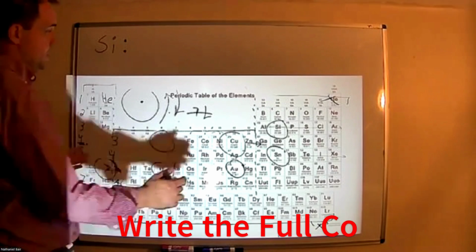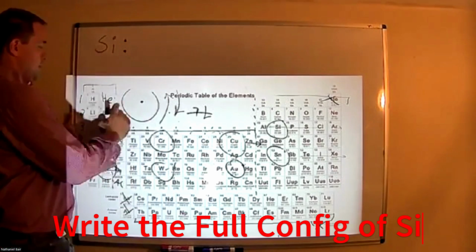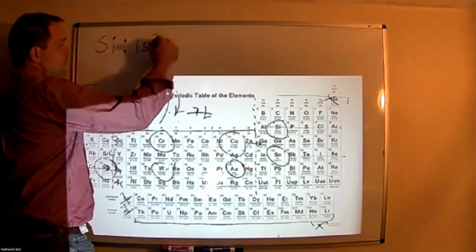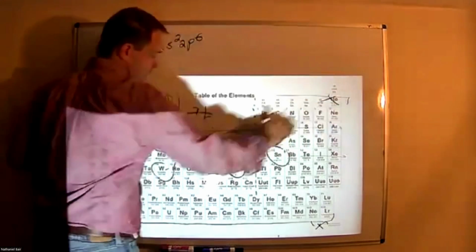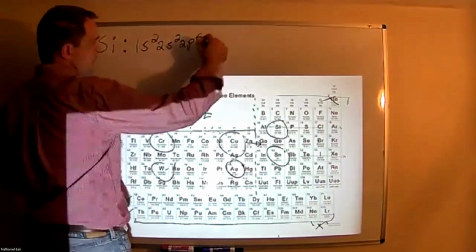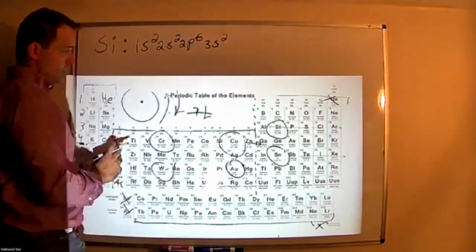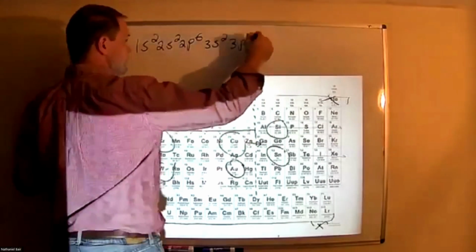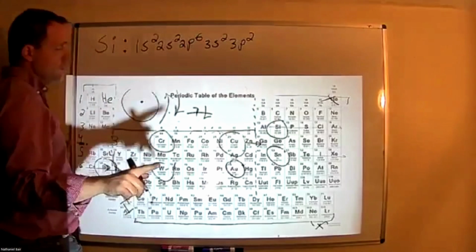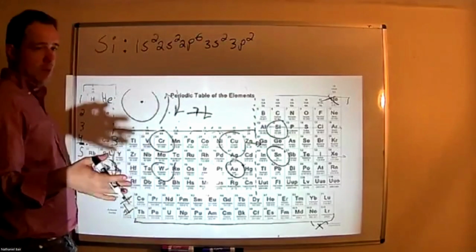So if we do silicon here, that's going to be 1s2, 2s2, 2p6, 3s2, 3p2. If you did the lines and half arrows, that's awesome.